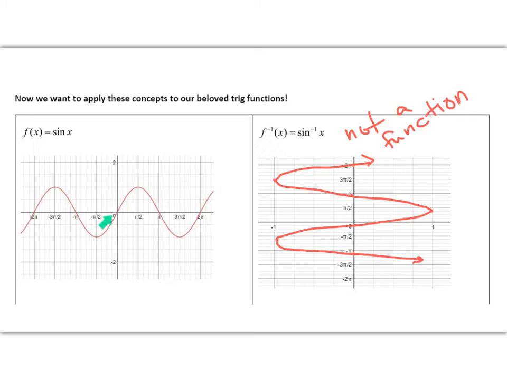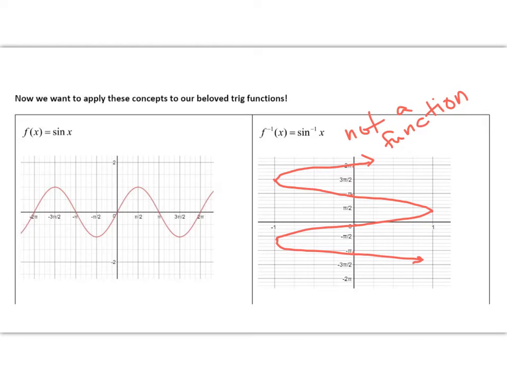So here we go. All I did was take a bunch of the ordered pairs like (0, 0) and (pi over 2, 1) and flip them around. So (0, 0) remains, and then I have (1, pi over 2) as one of my ordered pairs. I did that for the rest of them, and we can see this inverse graph is not a function.